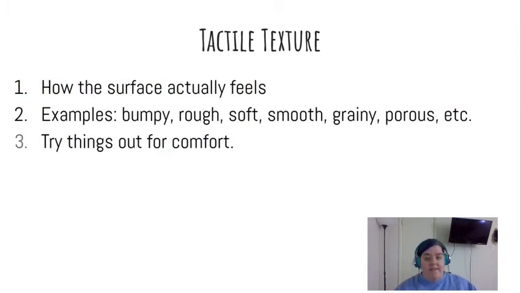So if you go up and touch anything, whether it looks soft or anything like that, when you physically touch it, that is you utilizing your tactile texture. You're going to see if things are feeling soft. Are they bumpy, grainy, porous, squishy, gooey? Whatever it is, you're going to actually get those feelings. You're going to feel them with your fingertips, okay?